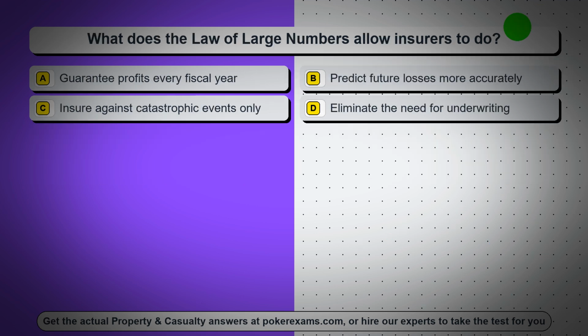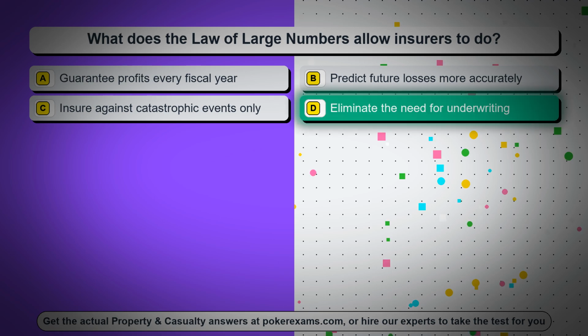Question 77. What does the law of large numbers allow insurers to do? Option A, guarantee profits every fiscal year. Option B, predict future losses more accurately. Option C, insure against catastrophic events only. Option D, eliminate the need for underwriting.